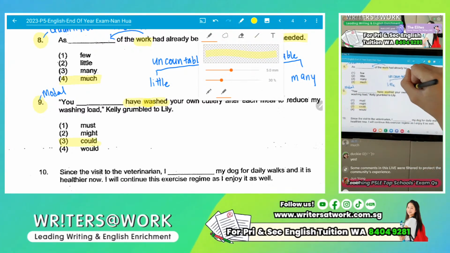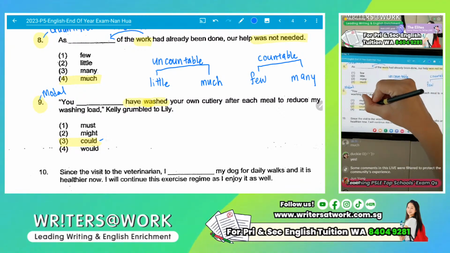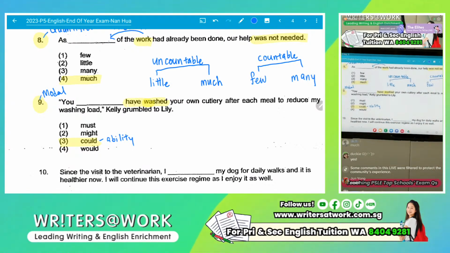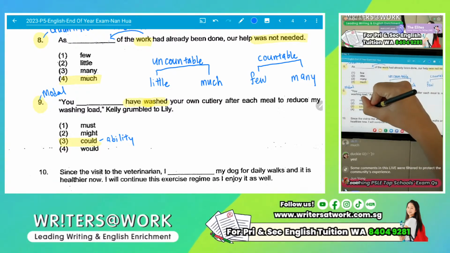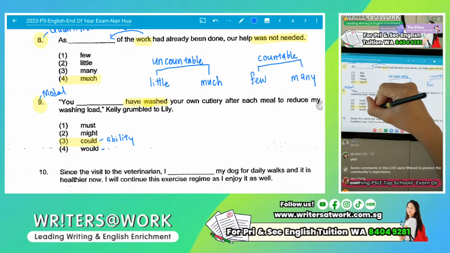When do we use could? Could is used to indicate an ability. You could have done this. You could have washed the cutlery before to reduce my load. Okay, so you have the ability to do this. You should have done this, right? Would refers to a future hypothetical or a prediction. A future scenario.